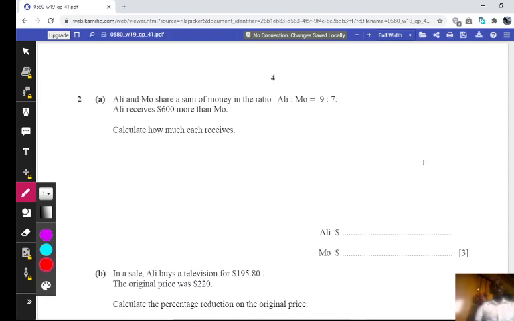Ali receives 600 more than Mo, which means if Mo receives 5, then Ali will receive 5 plus 600. That's the meaning of that. Then calculate how much each receives. First thing, we don't know how much they shared. So we say, let the amount shared be x. That's the first thing. Let the amount shared be x.